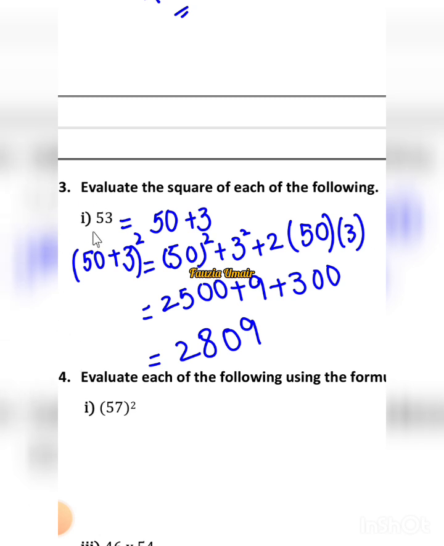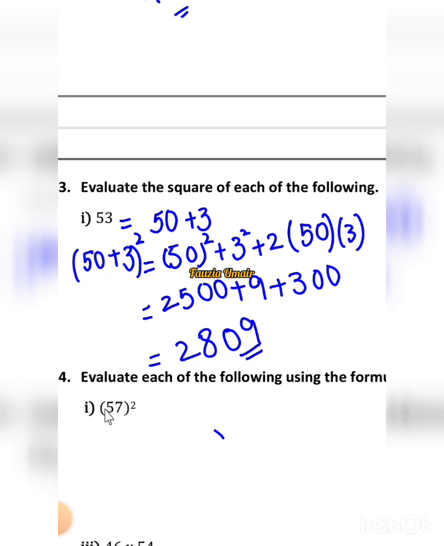So basically 53 square is 2809. So that is an easy method to evaluate a square number. I hope this is clear. So moving on to next question.